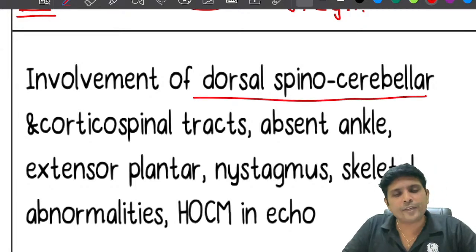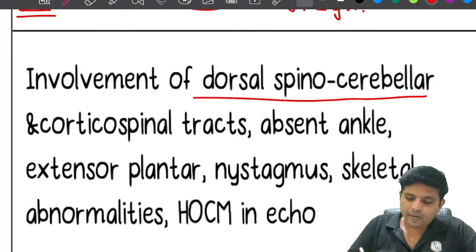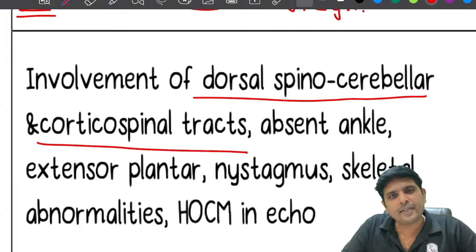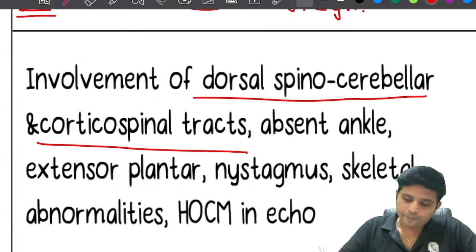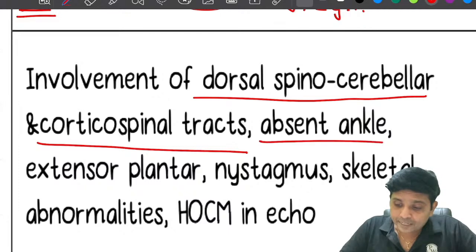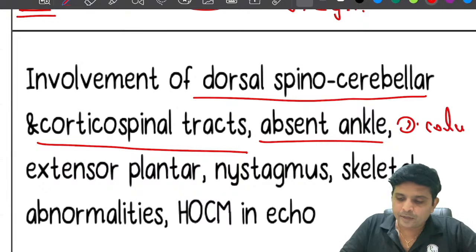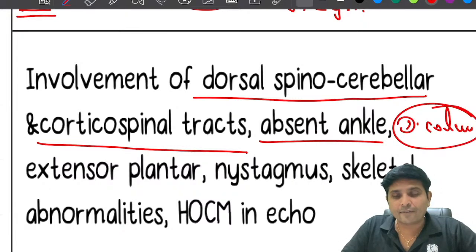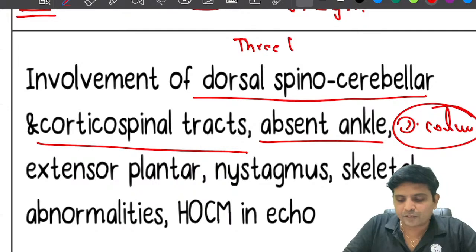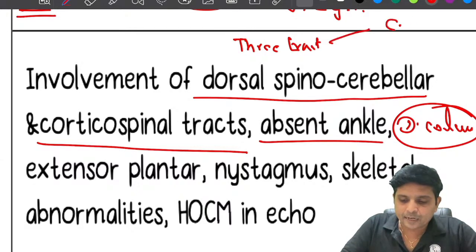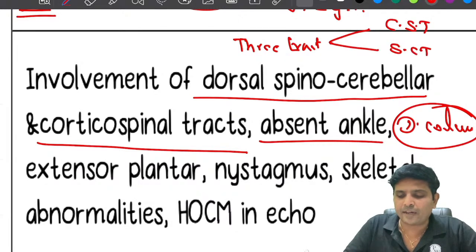Spinocerebellar tract leading to imbalance, ataxia, all signs of cerebellum. Corticospinal tract involvement leading to extensor plantar response and increased DTR. And also absent ankle jerk is due to sensory involvement, that is dorsal column. So what is that? When you have involvement of 3 tracts of the spinal cord, one tract is corticospinal tract, next tract is spinocerebellar tract, and the third one is dorsal column.